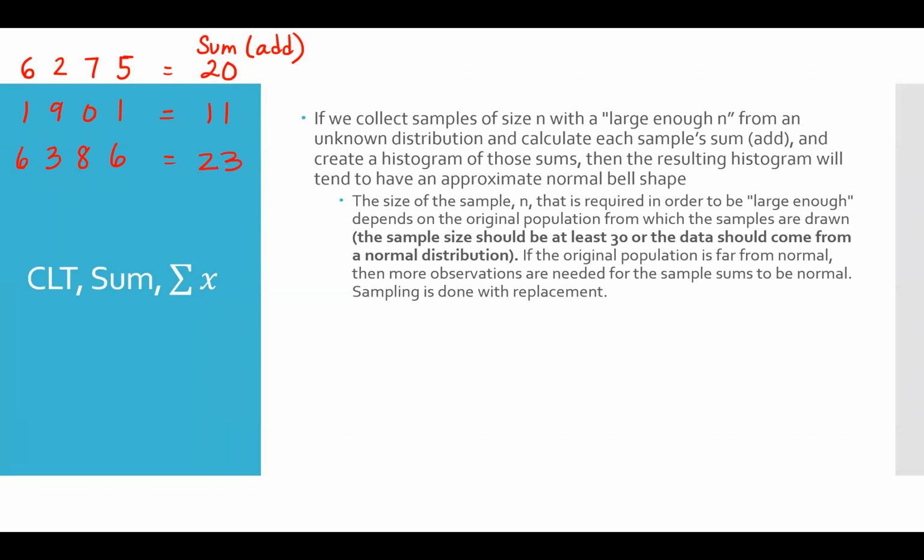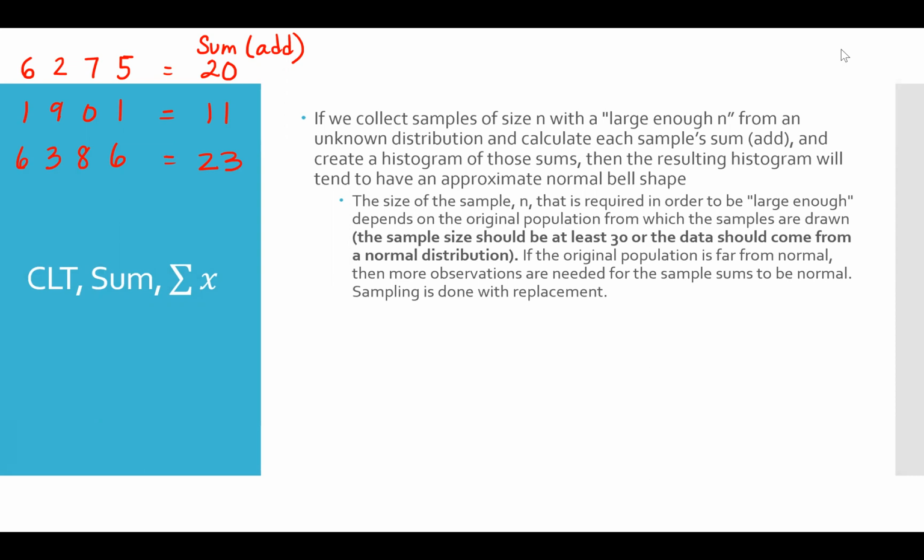Okay, so we're looking again at, instead of the mean, we're looking at the sum. Again, with that idea of a large enough n from an unknown distribution, and create the histogram of those sums. That resulting histogram will have an approximately normal bell shape. Again, what's large enough depends on the original population. We tend to use the magic number of 30.